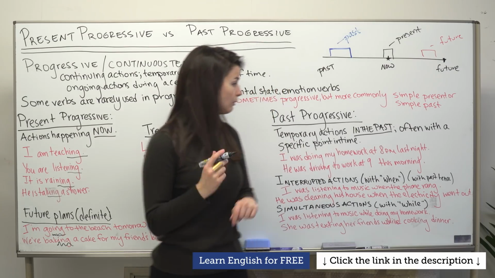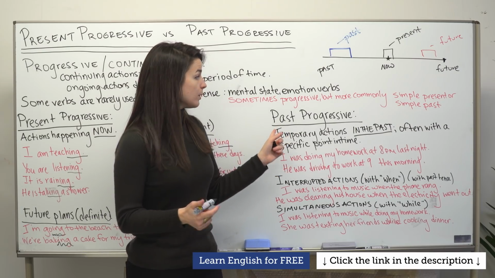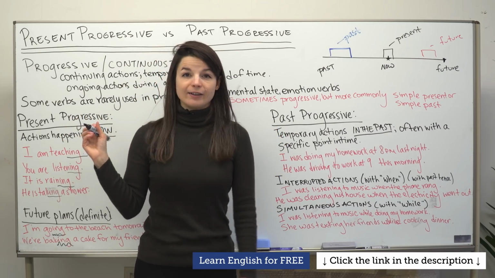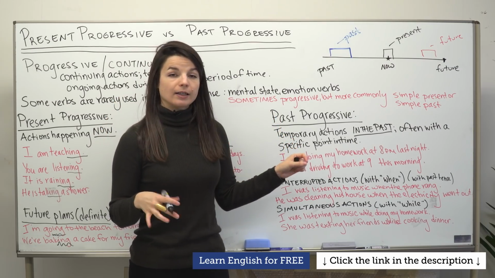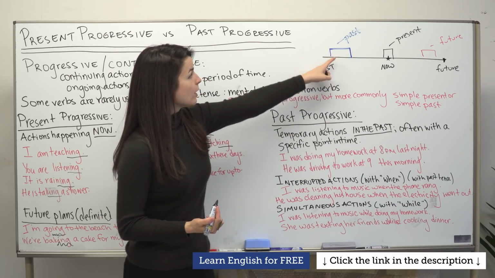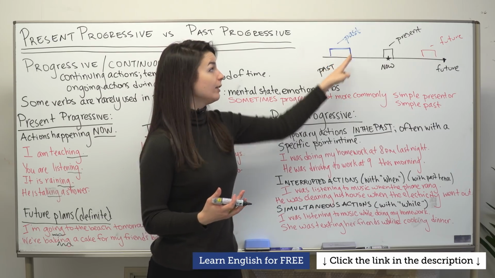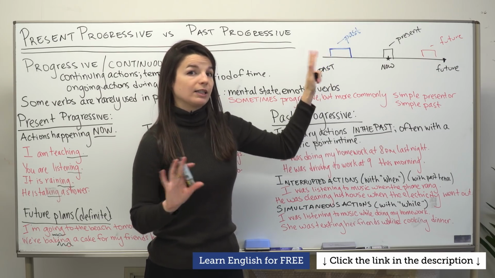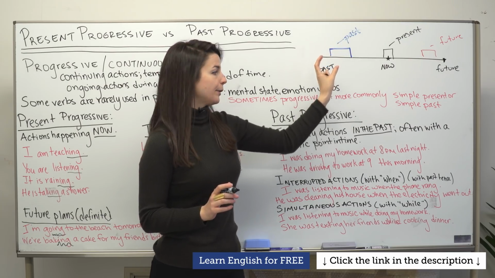Okay. Let's continue on then to the past progressive. So the rules that we talked about for present progressive, like actions that are happening now, can still apply in the past. It's just that the action has already completed. So to give a visual then, this is an action that was continuing in the past. It's finished. We're done with this action. It's over. It has stopped. But it was continuing at some point.